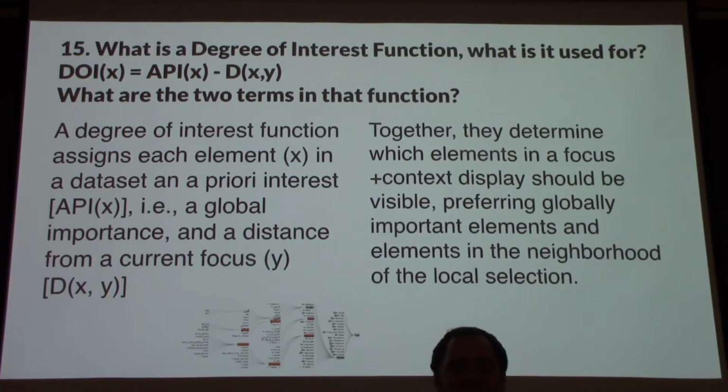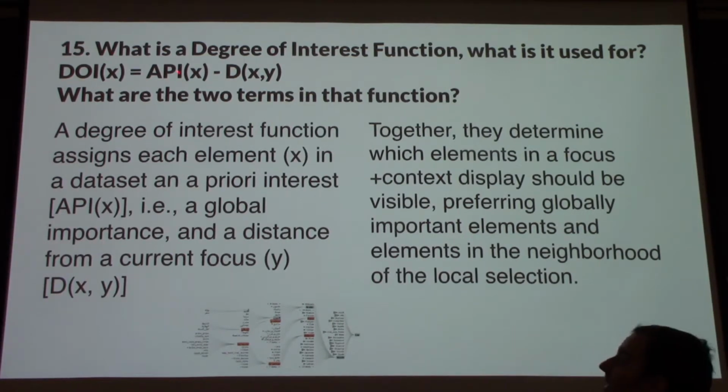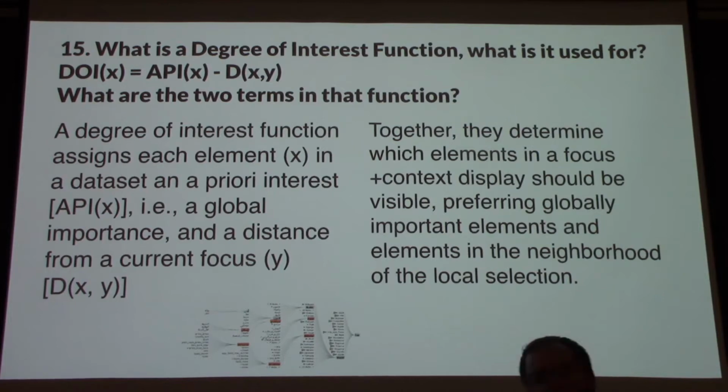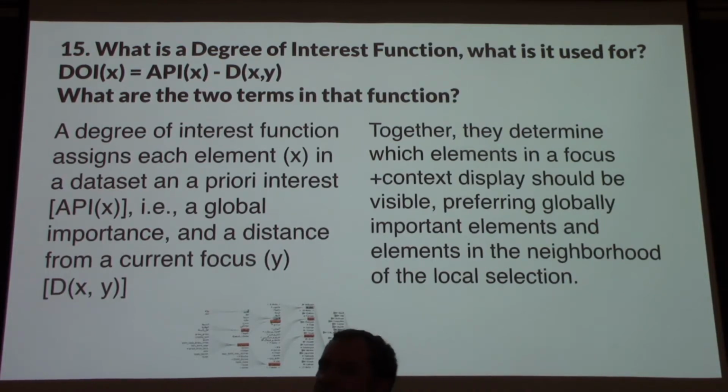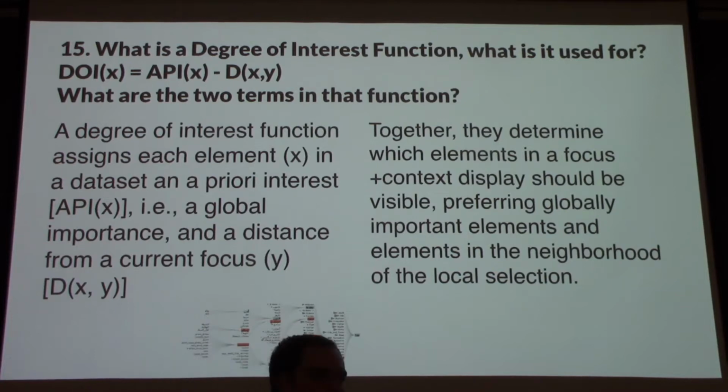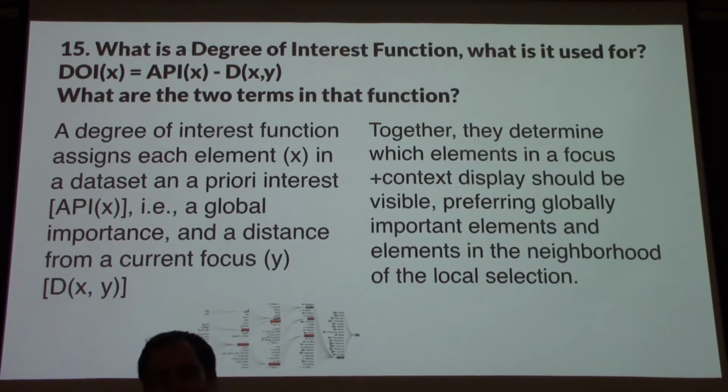And if x is very close to y, then it's important. And if x is globally very important, then it's also important. So you would get this essentially combined score for every single element. Should I show it or should I not show it, based on its a priori importance and based on its distance to a currently selected element? Yeah, so any questions about this?